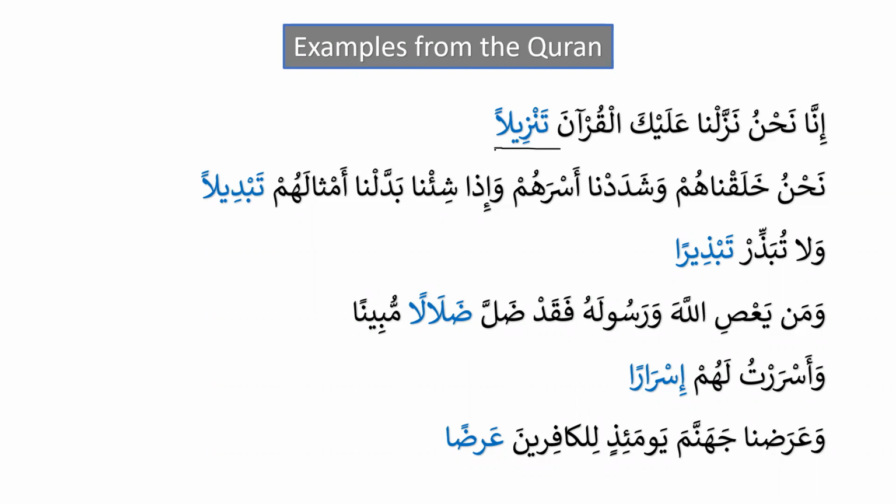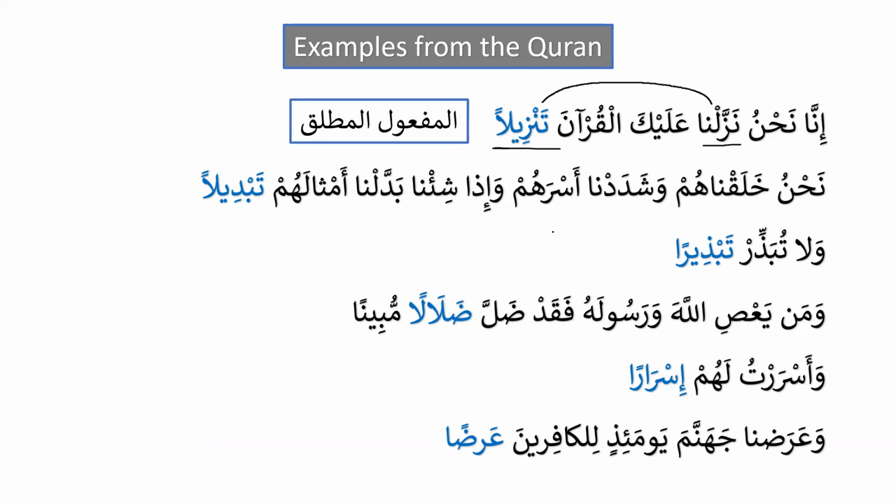Mutlaq, al-maf'ul al-mutlaq. And why is it being used? للتأكيد المعنى, right? Emphasis, for the purpose of emphasis. And we know that نزل is from form 2, and then we have تنزيلا. So it will be المفعول المطلق للتأكيد المعنى.